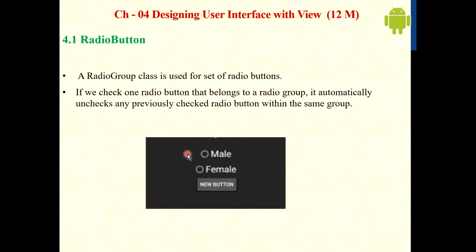If I want to create one group like gender, there are two options, male and female, and a user can select only a single option from those options. If we check one radio button that belongs to a radio group, it automatically unchecks any previously checked radio button within the same group. So in one group we can select only a single option. So this is a simple radio button.